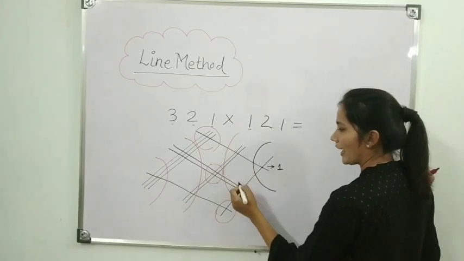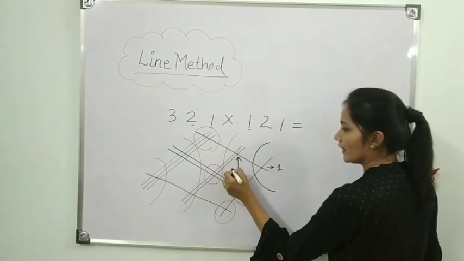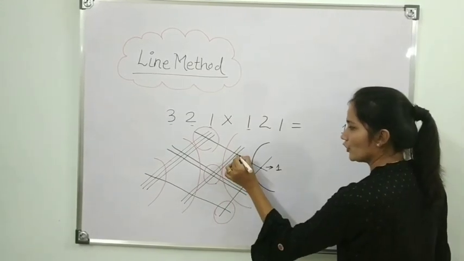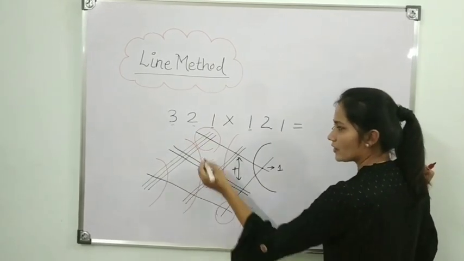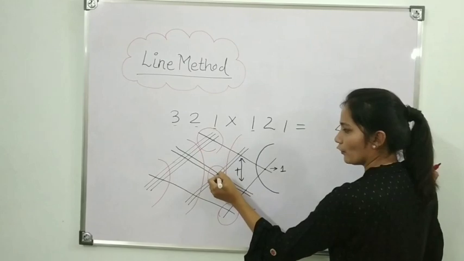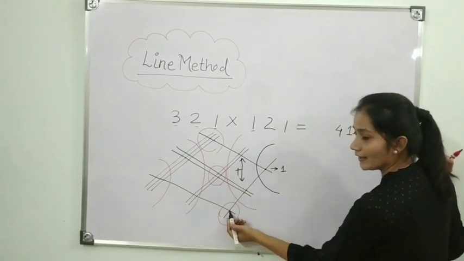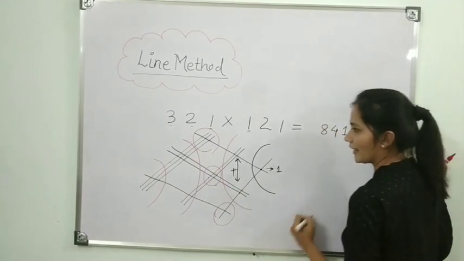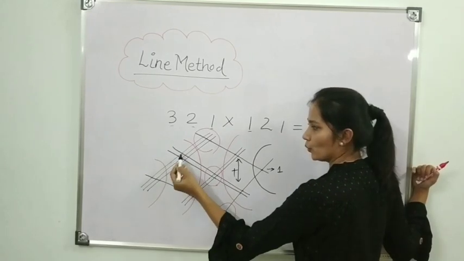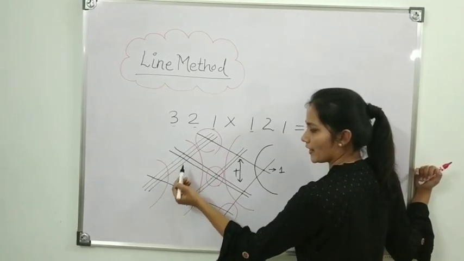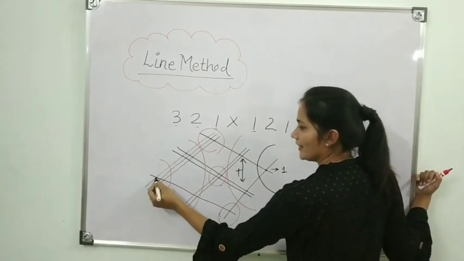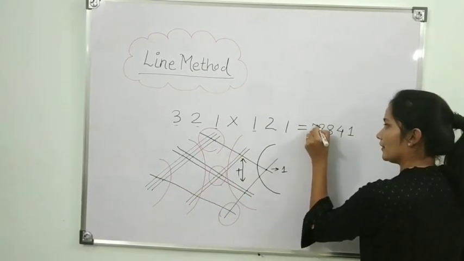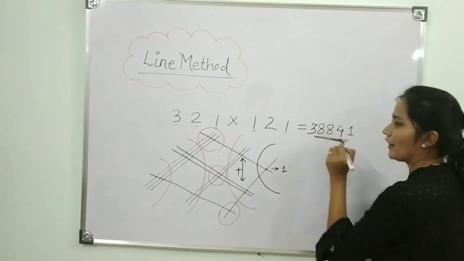Next we will count and add these 2 intersections. So 1, 2, 3 and 4. Next we will add these 3. 1, 2, 3, 4, 5, 6, 7 and 8. Next we will add these 2. 1, 2, 3, 4, 5, 6, 7 and 8. And the last part we will add these 3. That is 3. And this is your final answer.